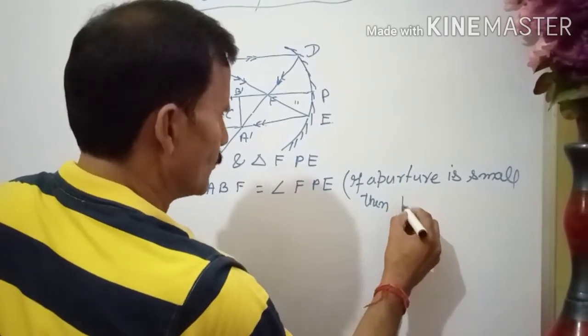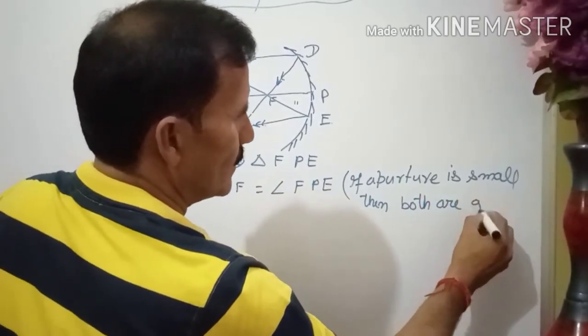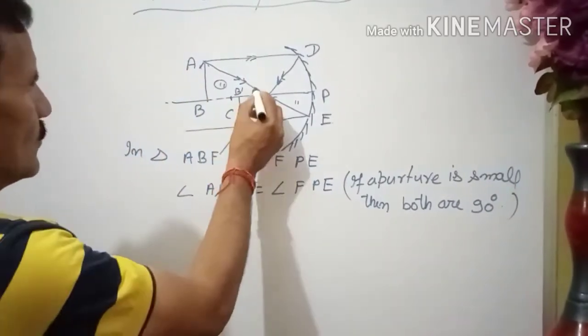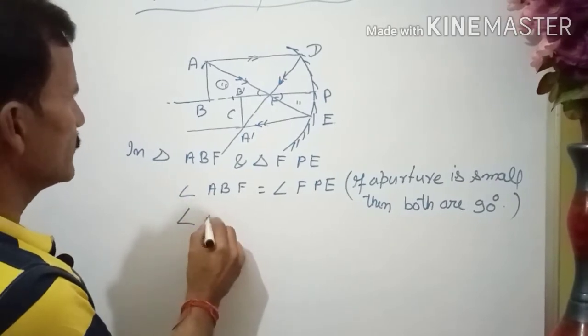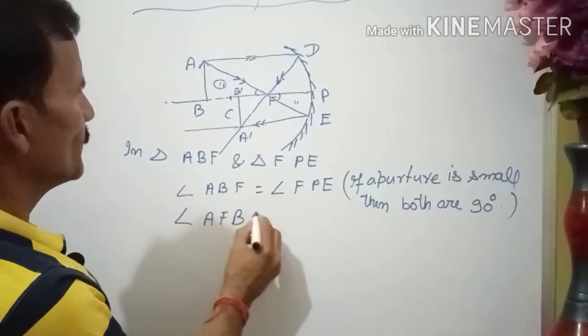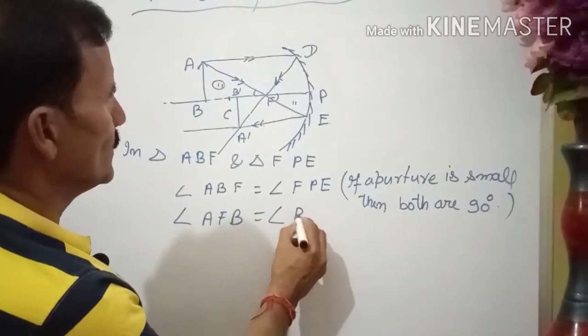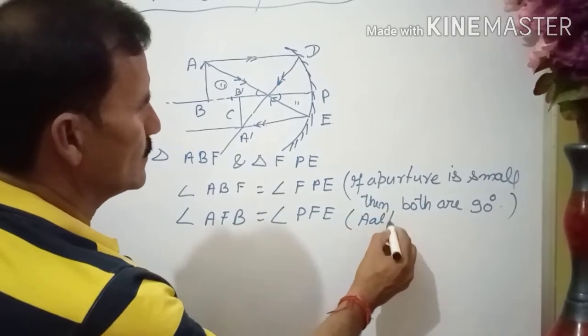Then both are 90, that is right angles. So they will be equal. Now come to these two angles, they are alternate angles. So angle AFB is equal to angle PFE. Why? Alternate angles.